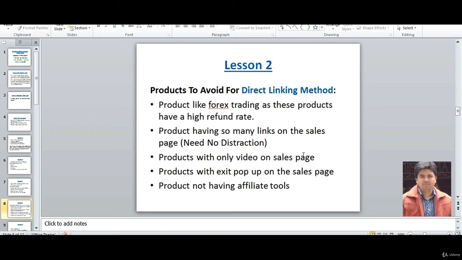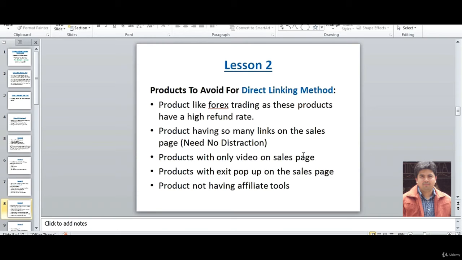We have to avoid products which have so many links on the sales page that can distract the visitor. I'm talking about the direct linking method only. For email marketing, we can promote any product of any gravity of any kind, because we've got the person's email ID with us. We can interact with the person again and again. We are not losing the person.